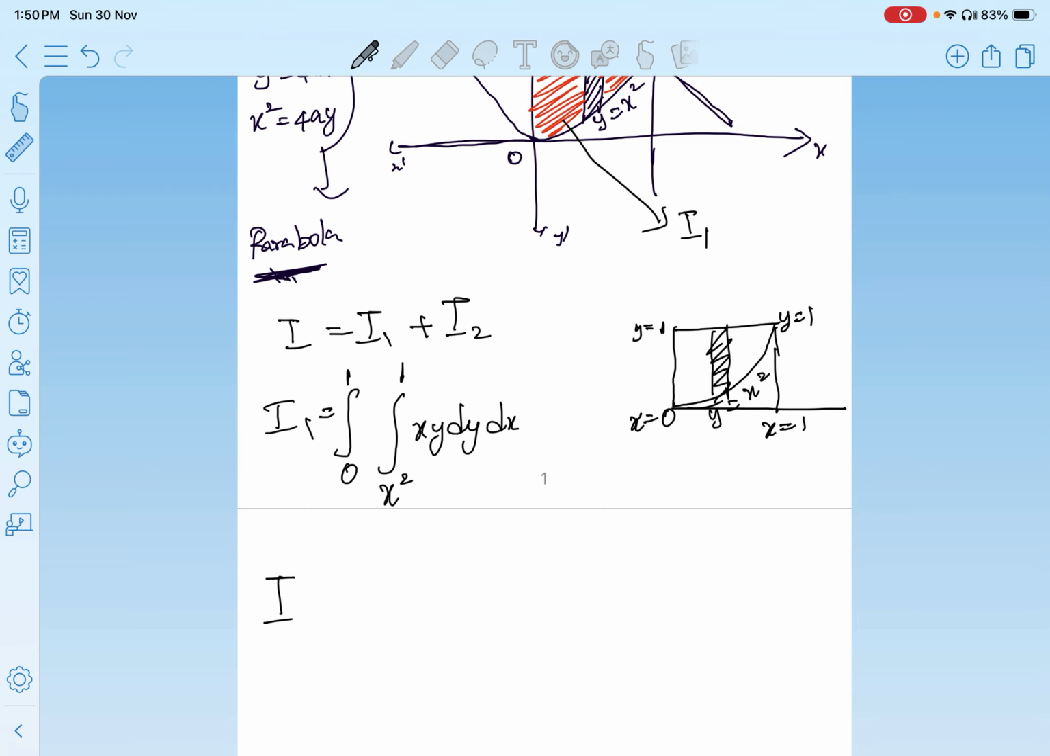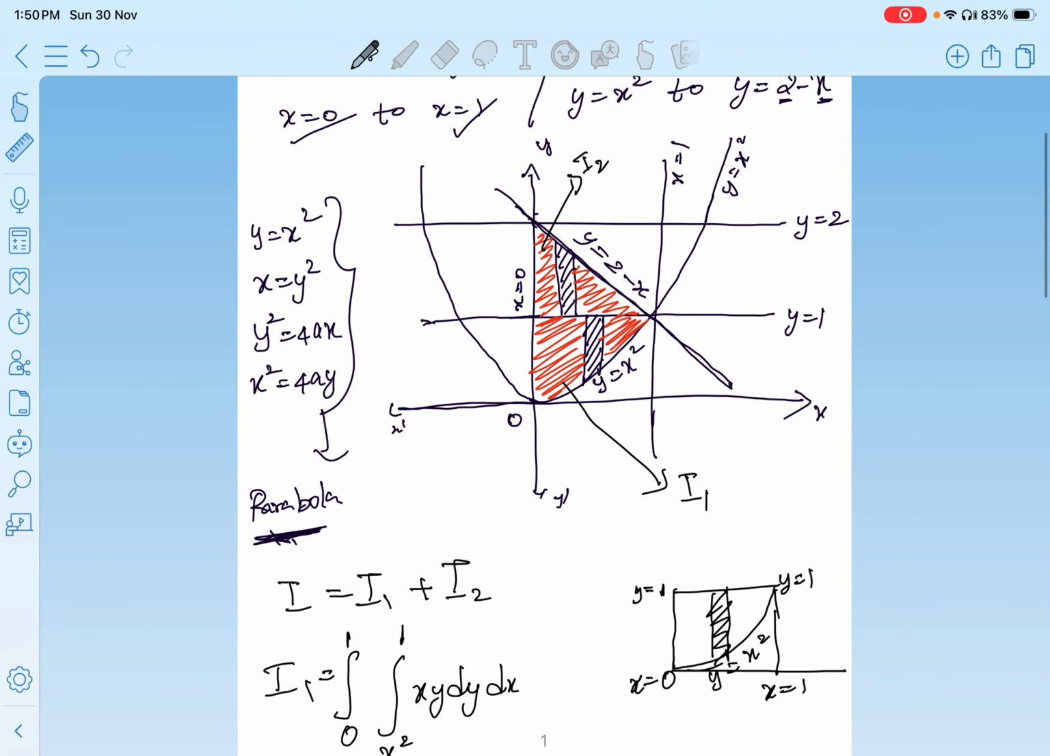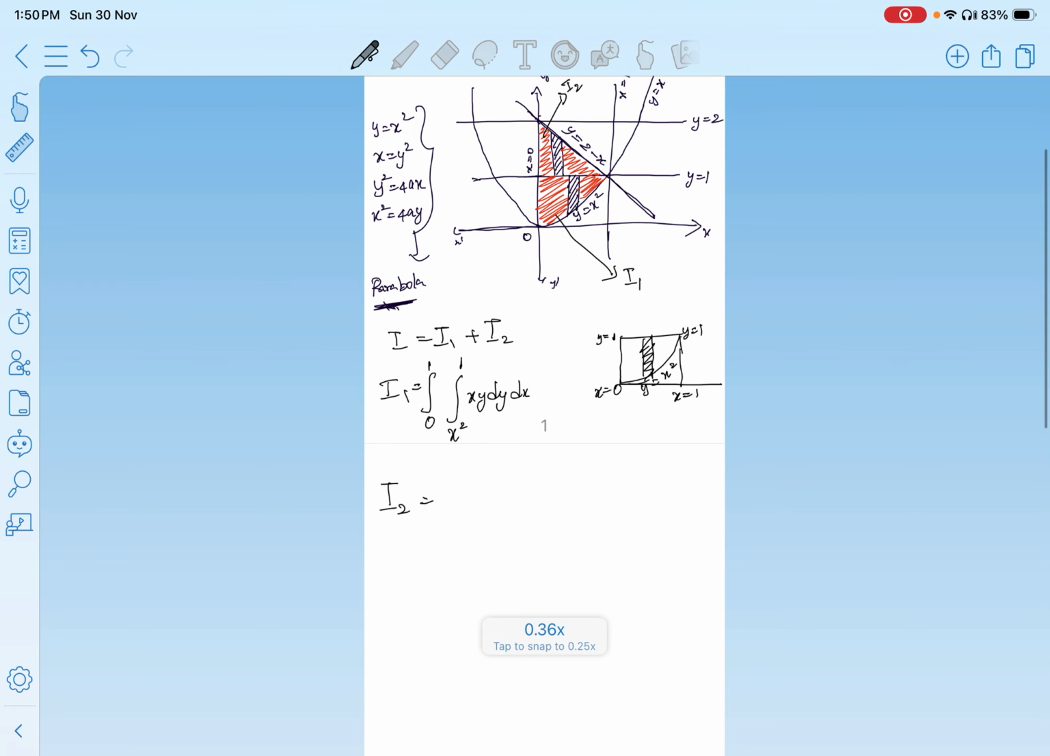Now I am going to find I2 using this part. I am going to draw it separately. This point is x equal to 0 as well as y equal to 1. Here also x equal to 1 and y equal to 1, and this line is y equal to 2 minus x, and this point is y equal to 2. And this is the vertical strip we have.